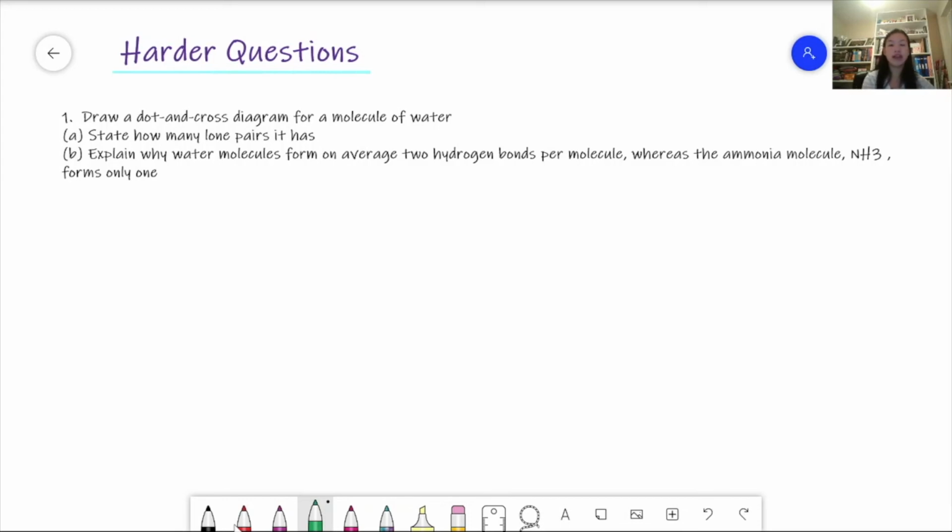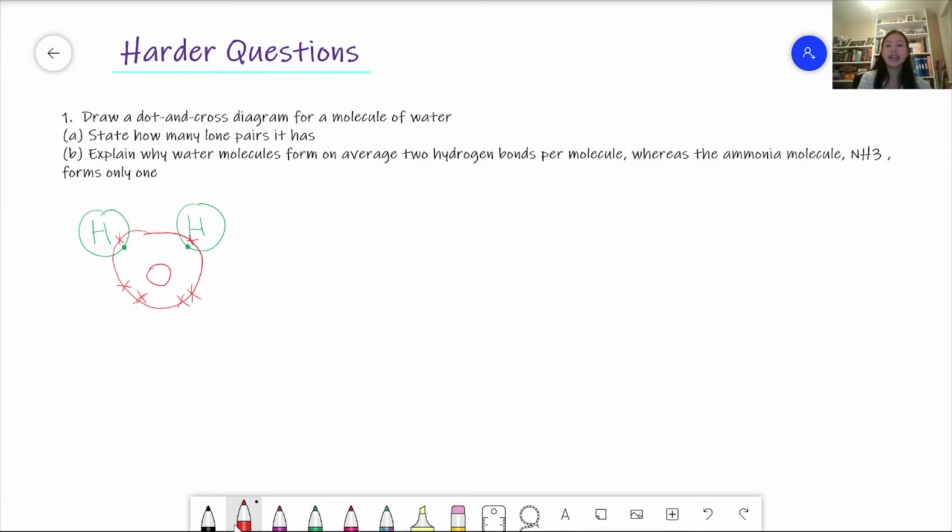Starting with the dot and cross diagram for a molecule of water, we have 2 hydrogen atoms and 1 oxygen atom. The hydrogens each share an electron with the oxygen, and the oxygen shares an electron back. So there are 2 covalent bonds. And because oxygen is in group 6, that means it has 4 electrons which are left unbonded. And this is the dot and cross.